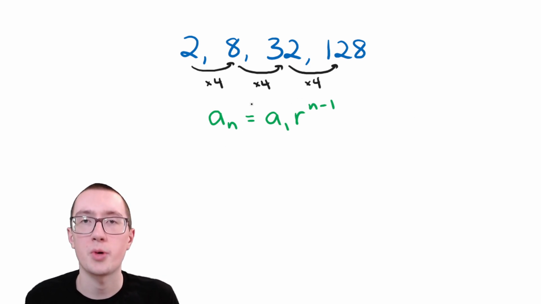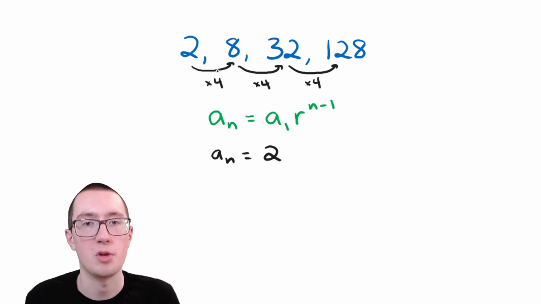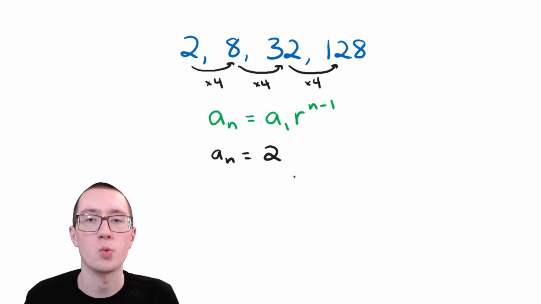So let's go ahead and rewrite our equation here, except we'll replace a sub 1 and r with what we know. So a sub 1 is basically just the fancy way of saying the first number. And in this case, our first number is 2. So instead of a sub 1, we're just going to put the number 2. And then r here, what is r? Well, r is the number that you multiply by each time. And as we figured out before, each time we go to the next number, we're multiplying by 4. So for r, we're going to put 4.